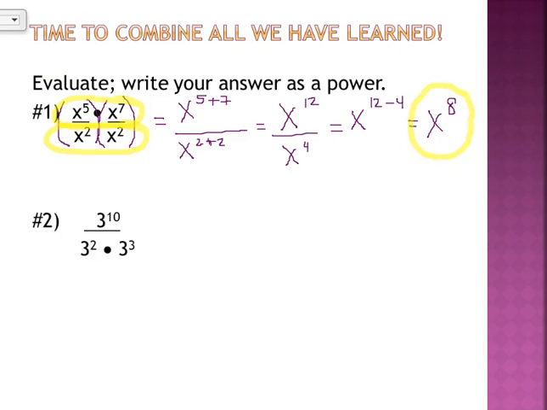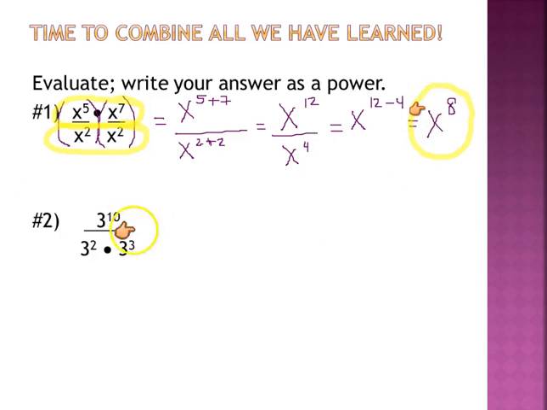So again, review what I did here: first I multiplied my numerators together to get x to the 12th, and I multiplied my denominators together, x to the 4th. Then I had a division problem going on here, where I know when I use division and I have the same bases, I have to subtract my exponents to give me x to the 8th.